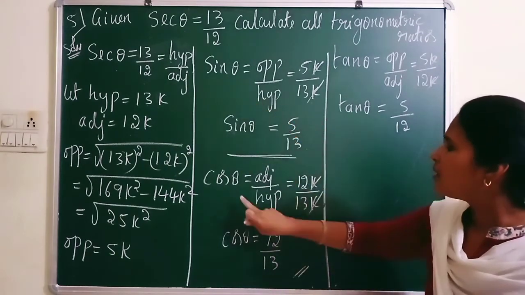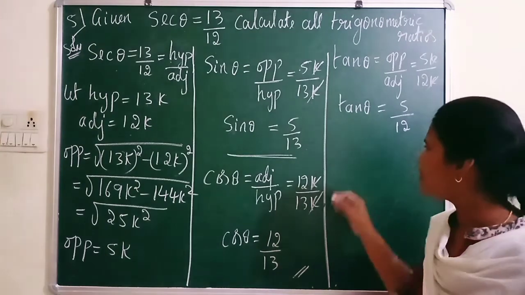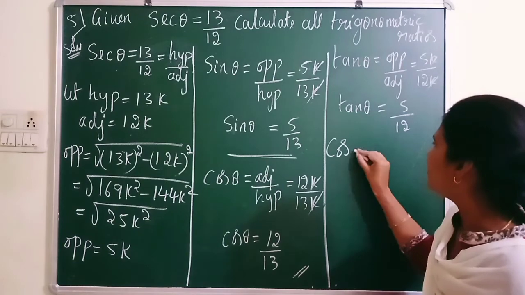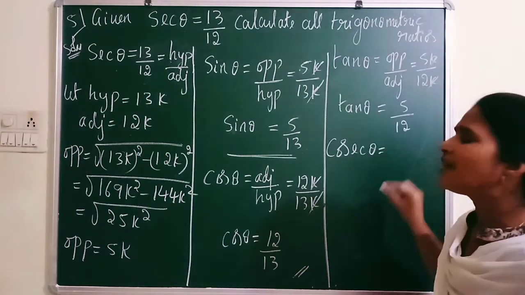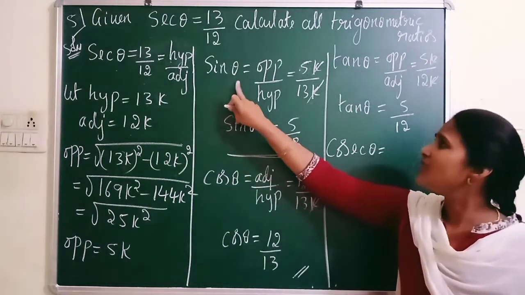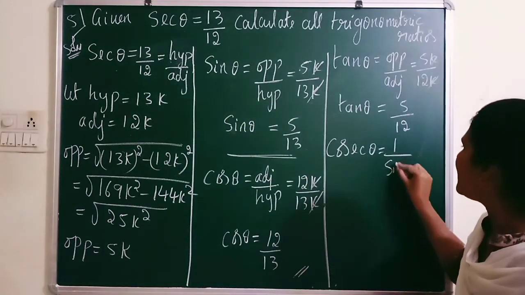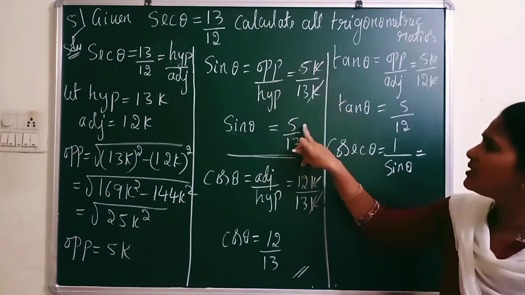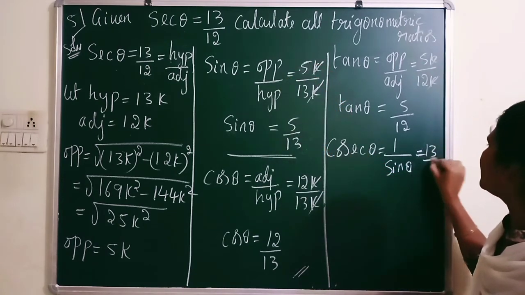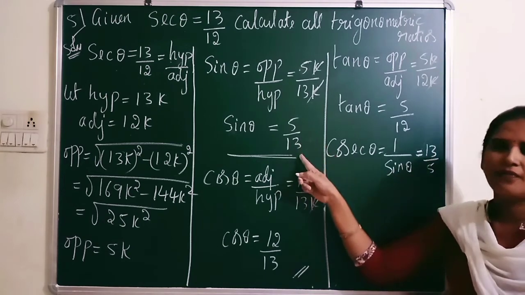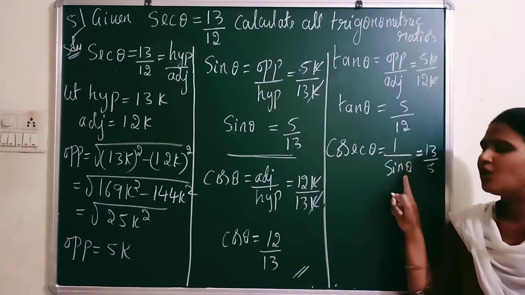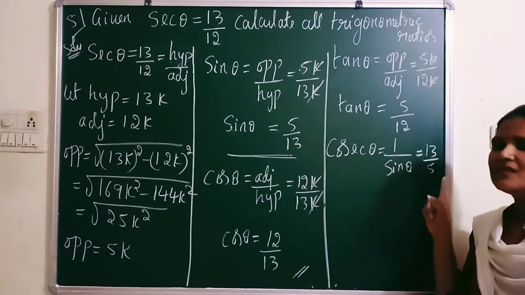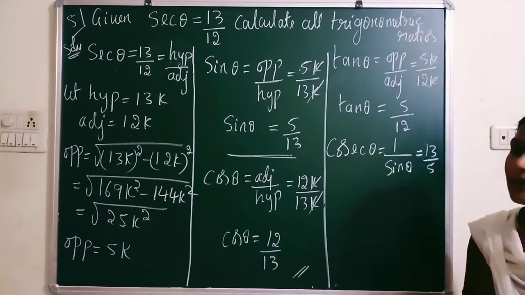So I have sine, cos, tan. What is the next trigonometric ratio? Cosec. Cosec theta is the reciprocal of sine theta, so cosec can be written as 1 by sine. 1 by sine means reverse. What is sine here? 5 by 13. So we get 13 by 5. The reciprocal of 5 by 13 is 13 by 5.